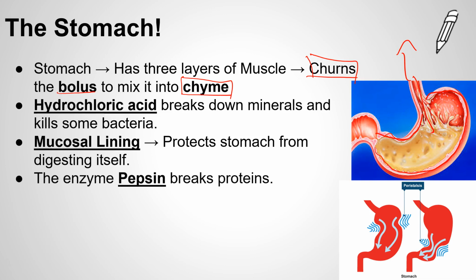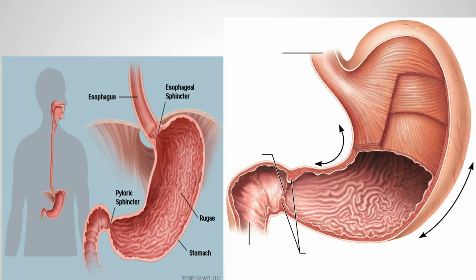The stomach does have an enzyme called pepsin. And pepsin is important for breaking down proteins. Okay? So this is where proteins start to get broken down into amino acids. Okay. All right. If we take a closer look at the stomach, we notice that it has these folds. That's called the rugae. Okay. And those folds allow it to expand when it's filled with food and shrink when it's empty.